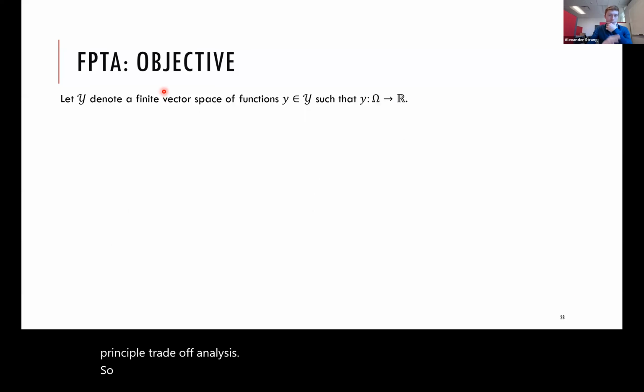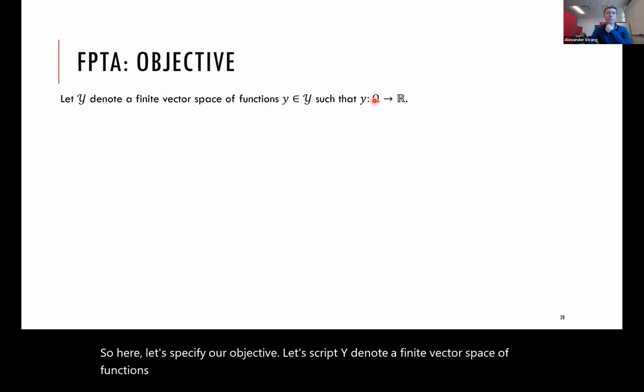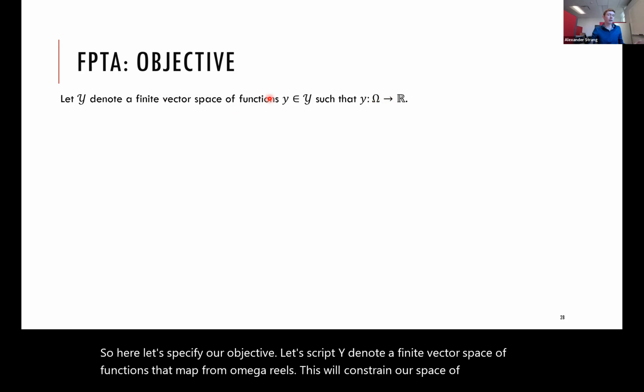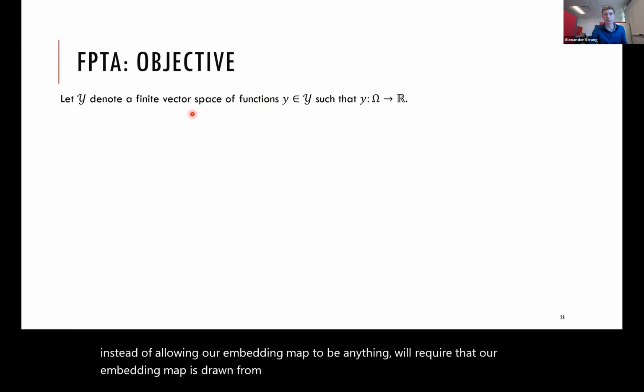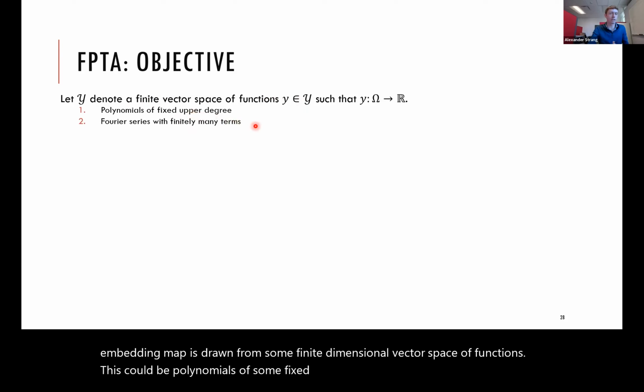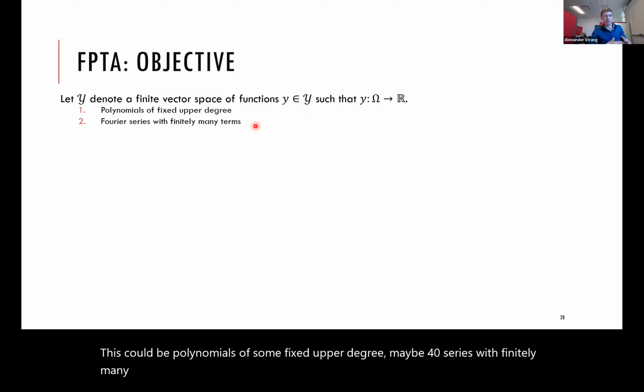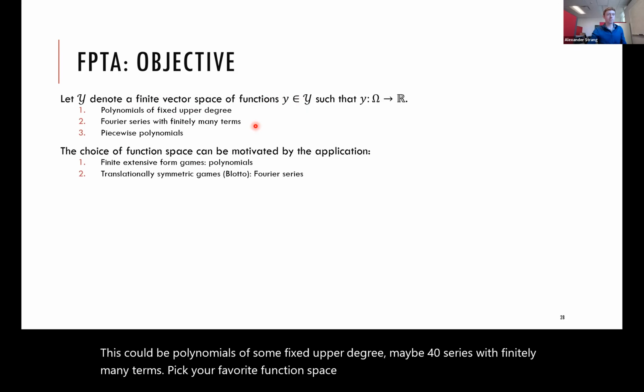So here, let's specify our objective. Let's let script Y denote a finite vector space of functions that map from Omega to the reals. This will constrain our space of embedding. So instead of allowing our embedding map to be anything, we'll require that our embedding map is drawn from some finite dimensional vector space of functions. This could be polynomials of some fixed upper degree, maybe Fourier series with finitely many terms. Pick your favorite function space.